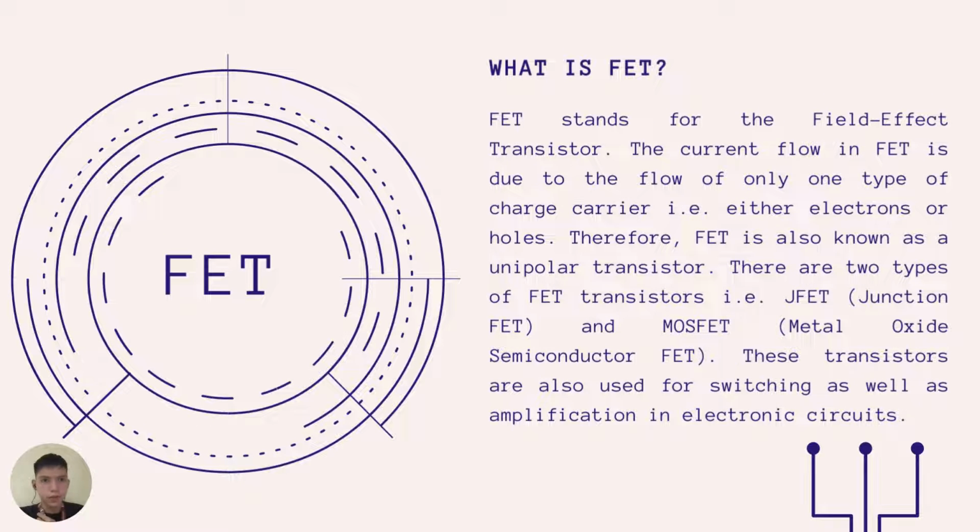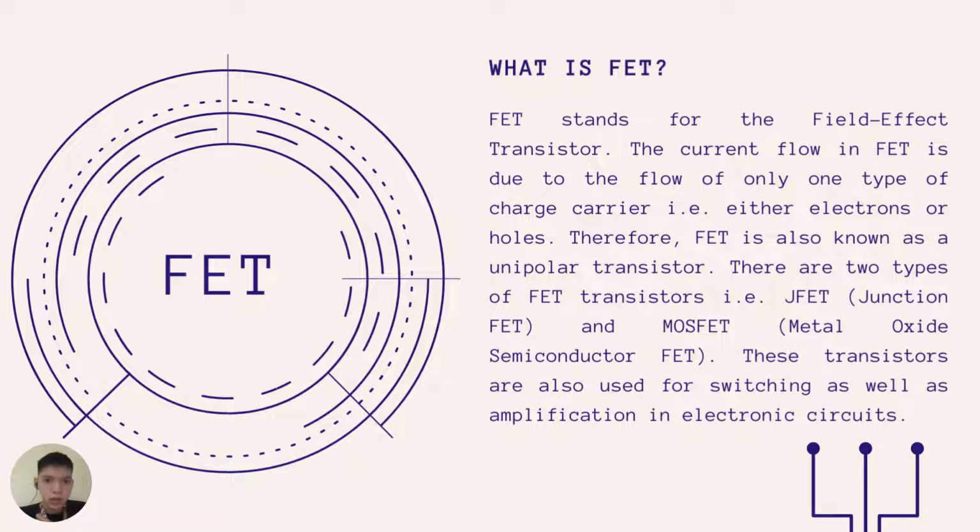What is FET? So FET stands for the field effect transistor. The current flow in FET is due to the flow of only one type of charge carrier, that is either electrons or holes. So ang katong kagaina ang BJT nato is bipolar siya kay duha ka type of charge ang naga-flow sa iya ha. Pero andrea sa FET nato isa ra ka buok ang naga-flow, which is either electrons ang mo-flow sa imong FET or holes ang mo-flow sa imong FET. So therefore, FET is also known as a unipolar transistor kay isa ra man siya ang mo-flow sa iya.